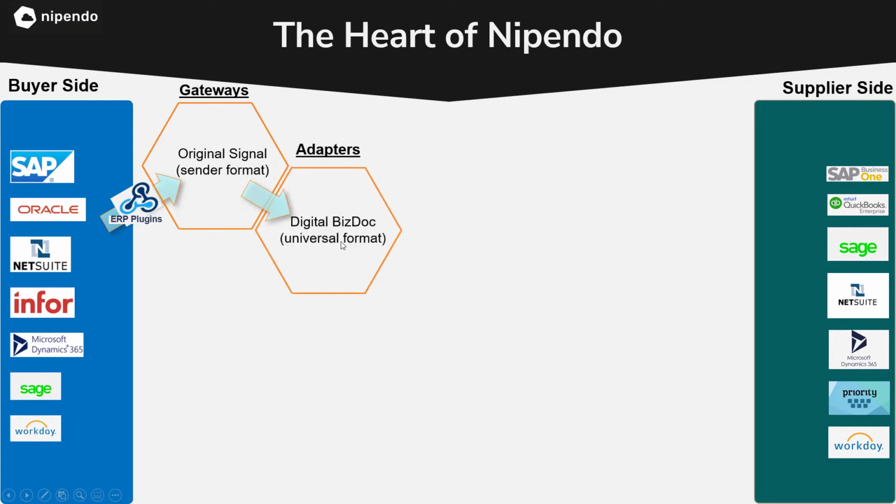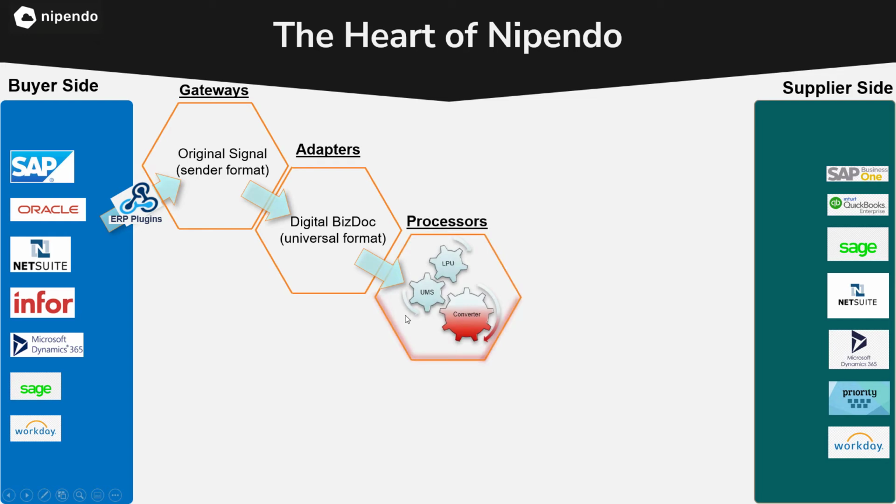From there, what we do is we adapt that. We put it through an adapter that puts it into a digital business document in a universal format, so that no matter what kind of sender format is coming, we first format it into a universal format using adapters that we've developed. And then secondly, we do processing on it using the actual digital BizDoc.